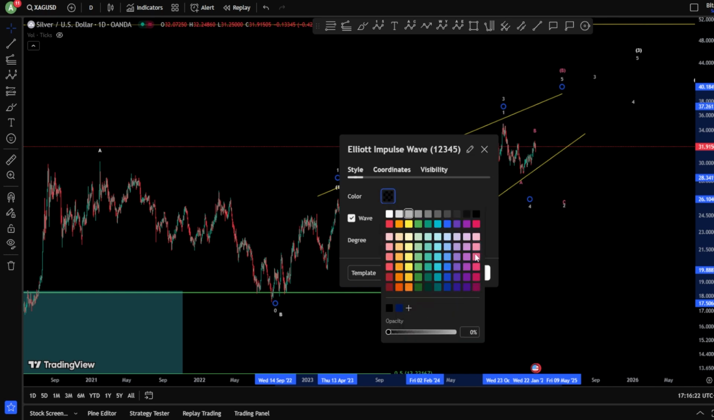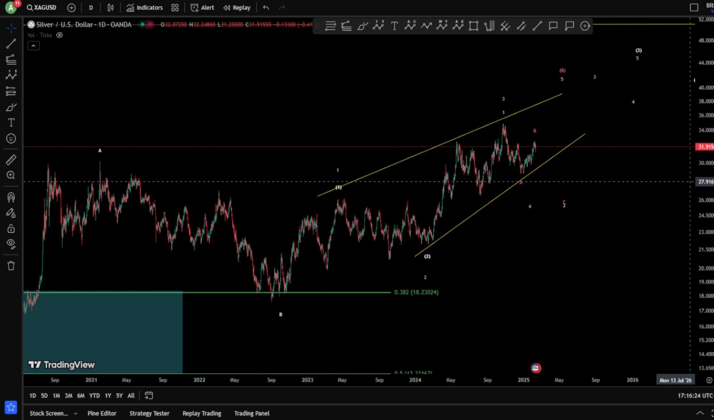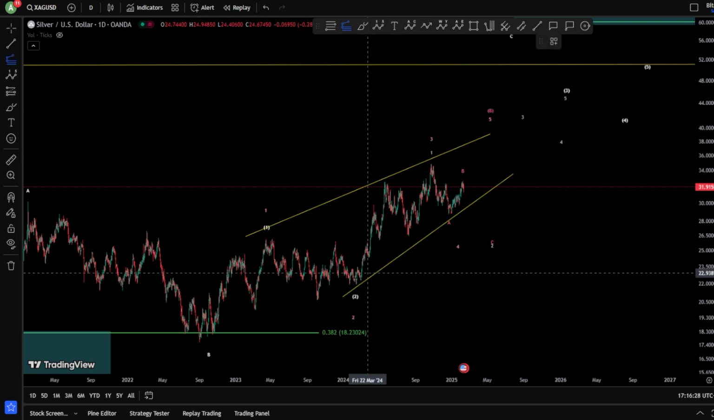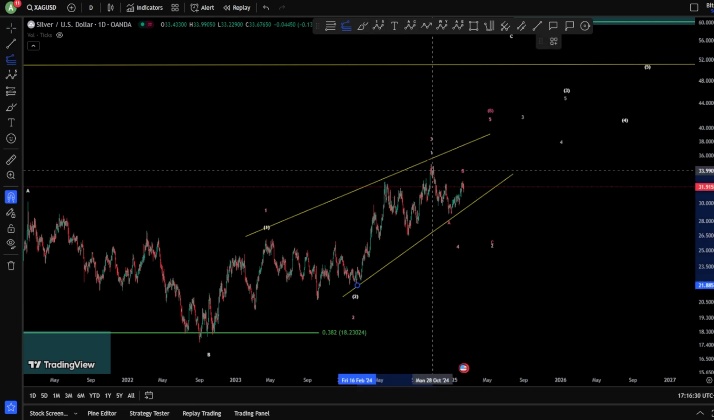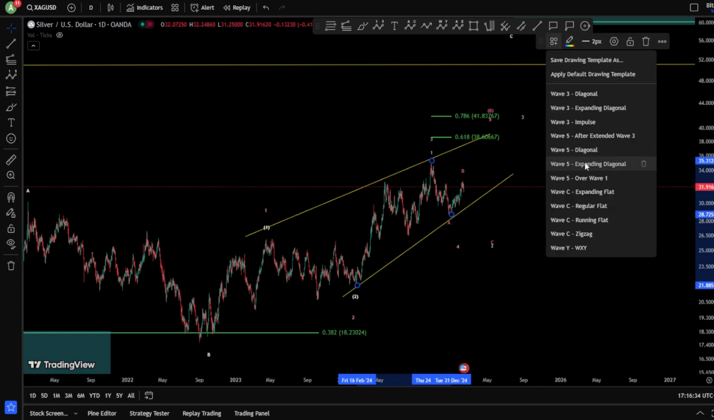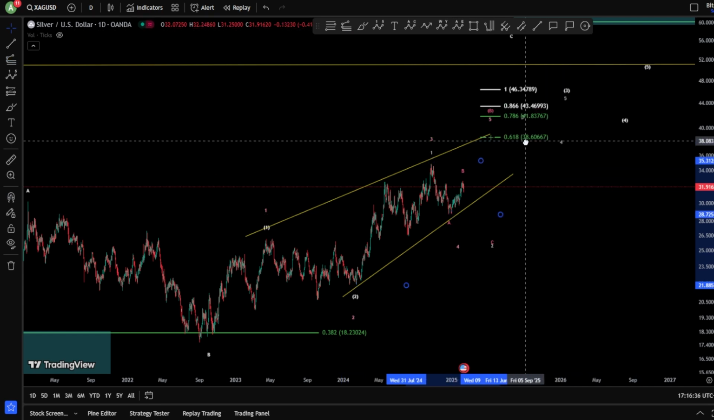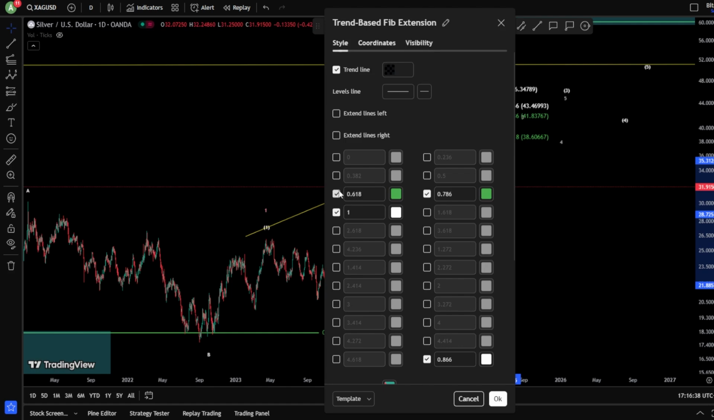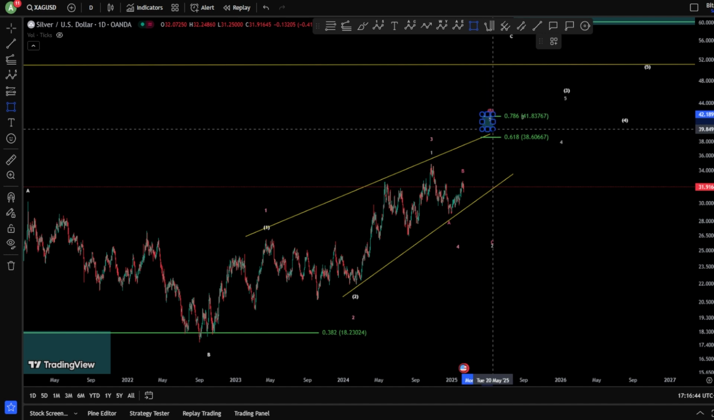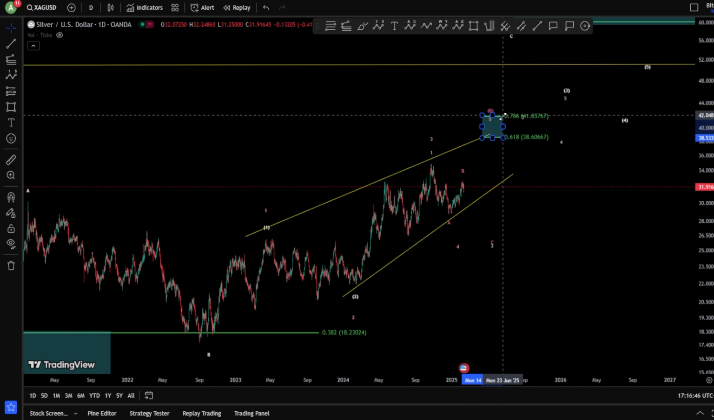So let's put this also with almost the same color. And in this case scenario, you're looking then for a wave 5 target taken from the wave 3 here, based on the wave 4 and wave 5 as a diagonal. Here we go. This is your contracting diagonal target for a wave 5. Very, very possible scenario, guys.